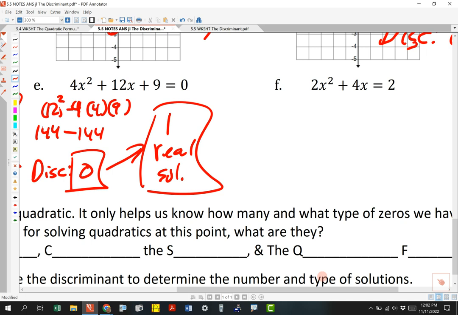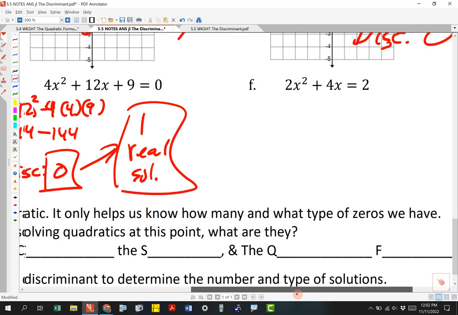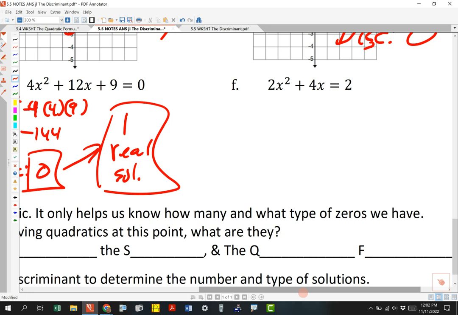Mason. So the discriminant is the zero's x distance from the vertex. The axis of symmetry, yes, if you thought of it that way. Yep. Okay. Has something to do with that anyway.